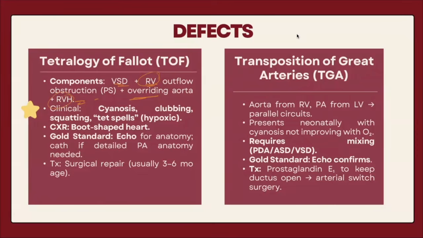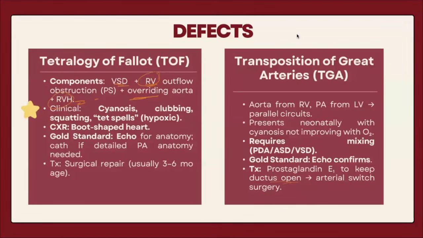Then for treatment of transposition of great arteries, you would give them prostaglandins. This keeps the duct open, and you can also do a surgery later on down the line. You don't need to know all the details of this. Just understand the basis of the defects, essentially. You can get very basic questions from this.